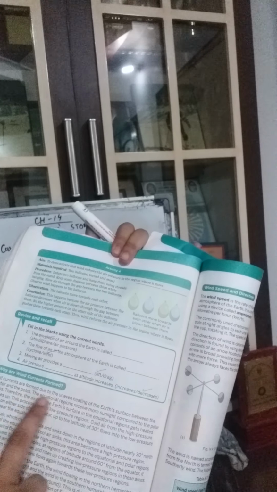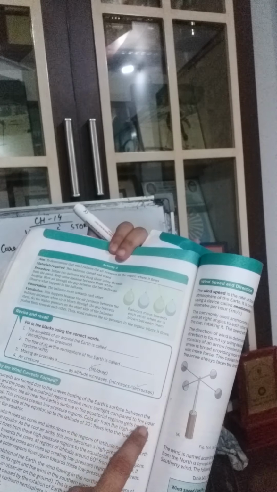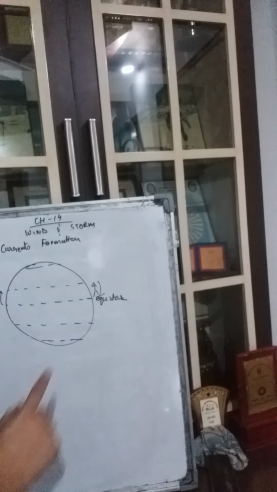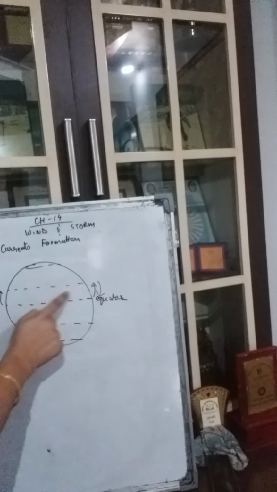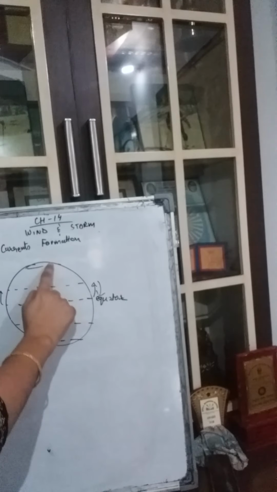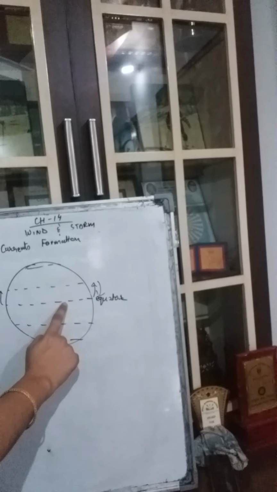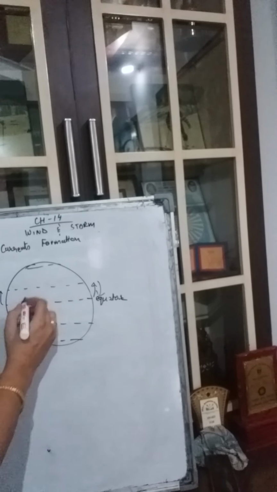Now girls, the next topic is why the wind currents are formed. The wind currents are formed due to uneven heating of the Earth's surface between the equator and the poles. The equatorial regions receive more sunlight compared to the polar regions. Therefore, the air near the Earth's surface in the equatorial region gets heated and rises up. So what happens? This is the equator. This equator gets more heat than the other parts of the Earth. So the warm air starts rising up from here.